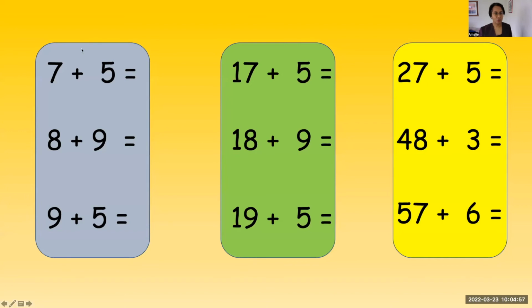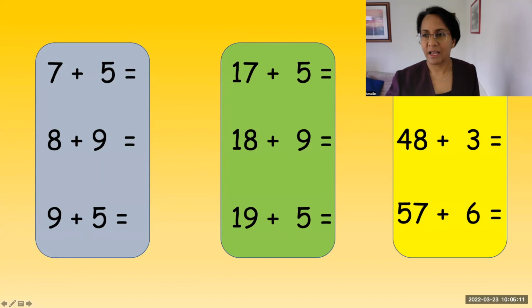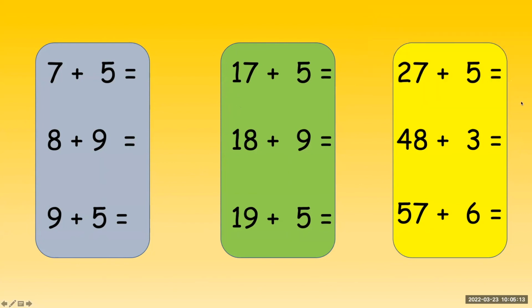As I said, if your child finds it difficult, just start with addition of single-digit numbers, then move on to another multiple of 10. So here we're crossing 20. And when they're very confident, you can move on to different multiples of 10. So here we're crossing 30, 50, and 60.